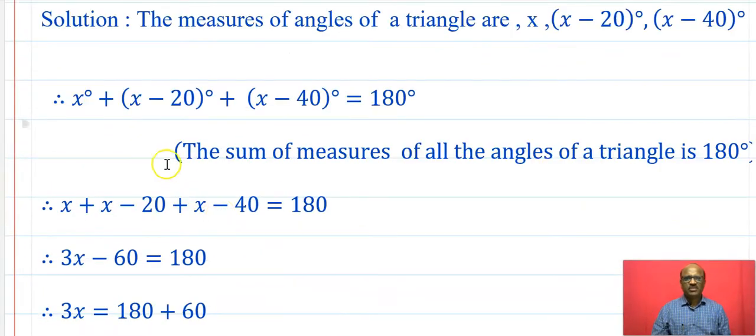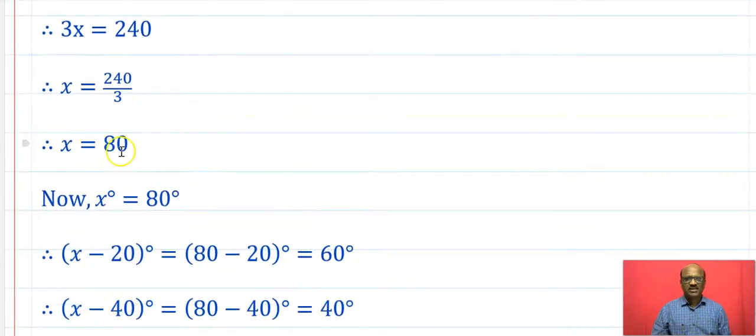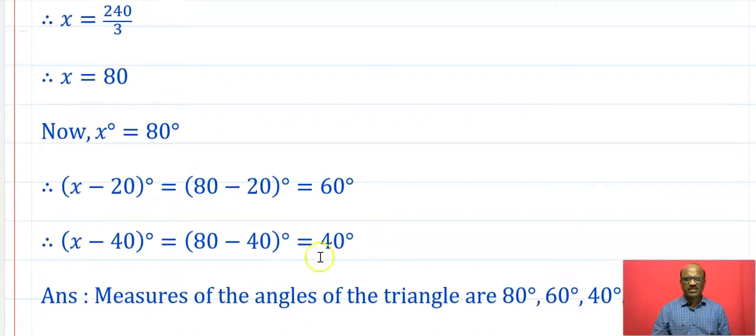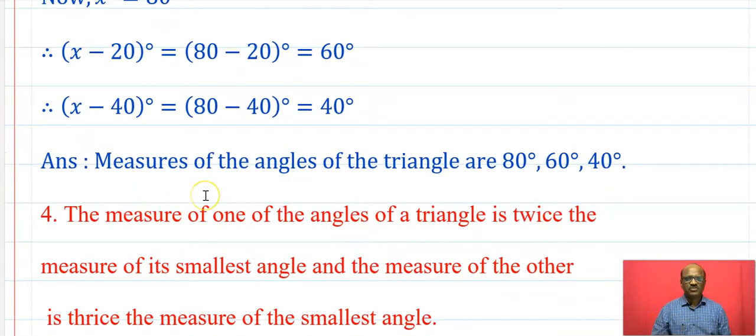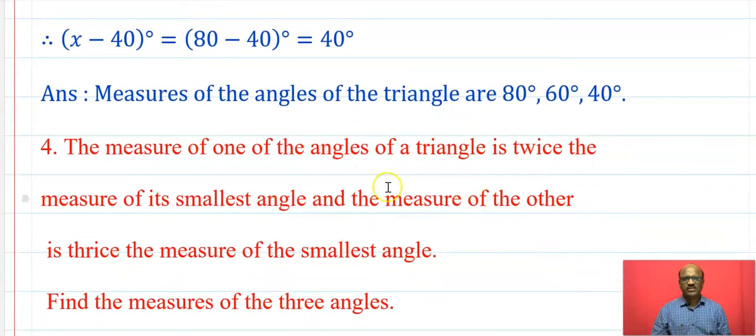What about the measure of the next angle? That is x minus 20. Then we have the value of x as 80. 80 minus 20 gives 60. 80 minus 40 gives 40. In this way, the measures of the angles of the triangle are 80 degrees, 60 degrees, and 40 degrees.